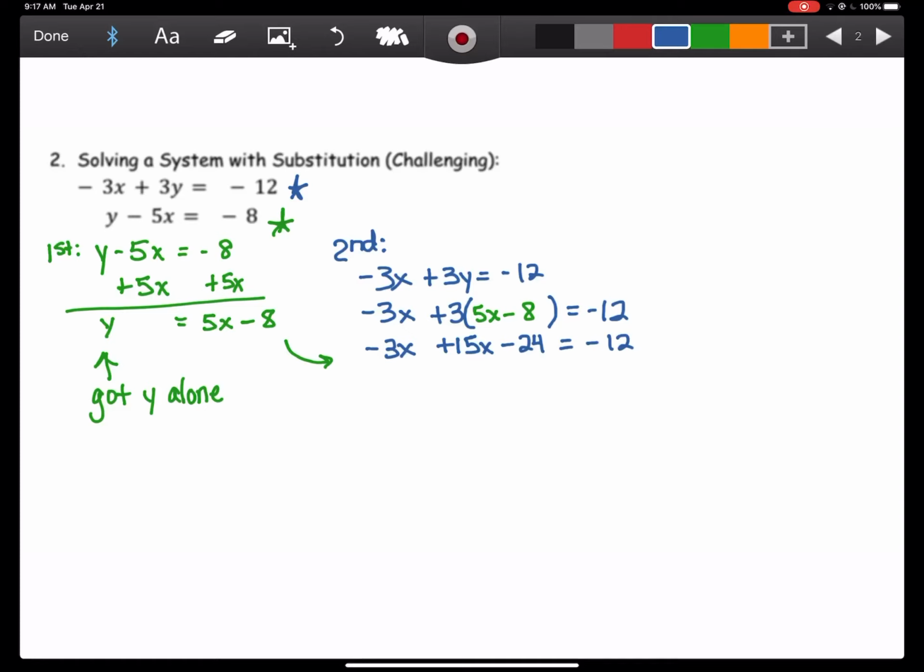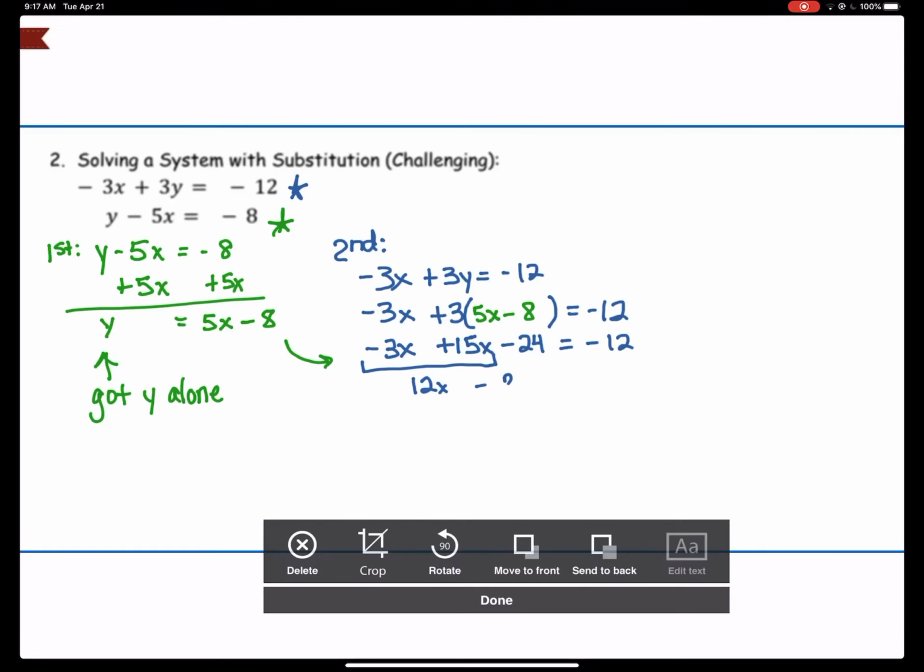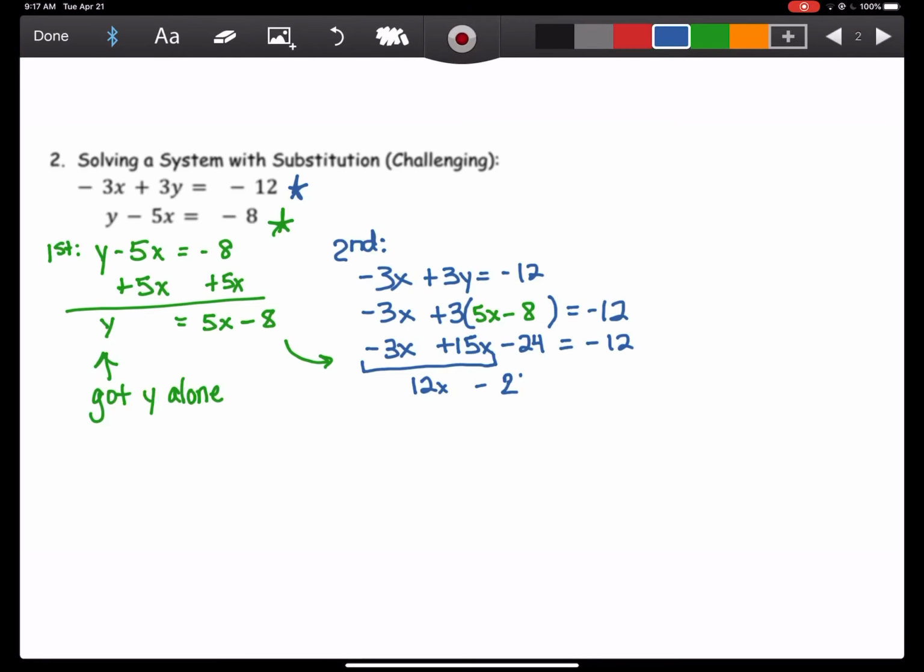And then I'm going to combine like terms. So I get 12x minus 24 equals negative 12. I'm going to add 24 to both sides. I get 12x equals positive 12, and that means x would have to equal 1. So I'm almost done. Third step.